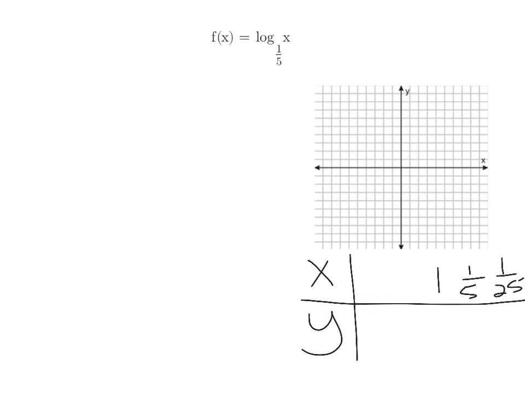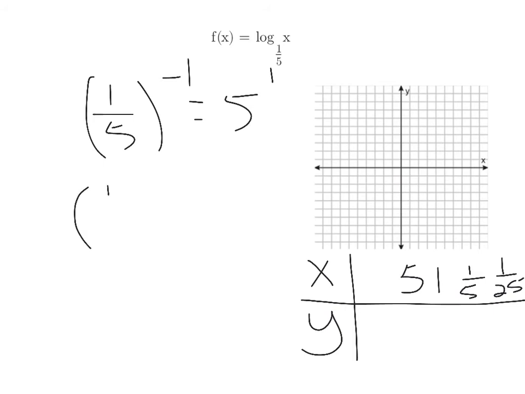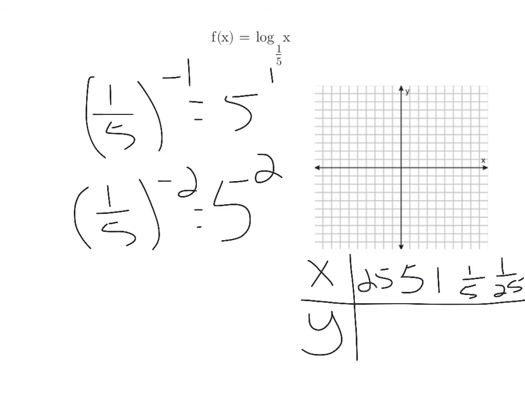Now, if I evaluate 1/5 to the negative first, I'm going to take the reciprocal of my fraction. The reciprocal of 1/5 is 5, and make the exponent positive. So that means 5 is also a power of 1/5. If I evaluate 1/5 to the negative second, I would end up taking the reciprocal, again 5, and making my exponent positive 2. 5 to the second is 25. Therefore, 25 is also a power of 1/5.